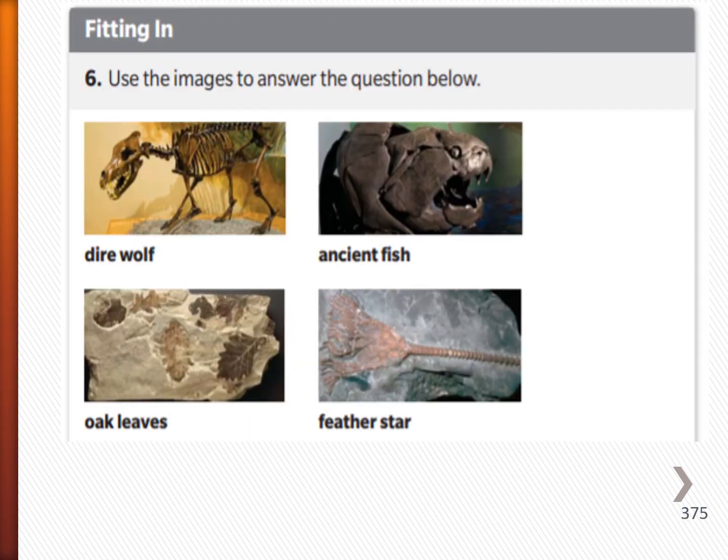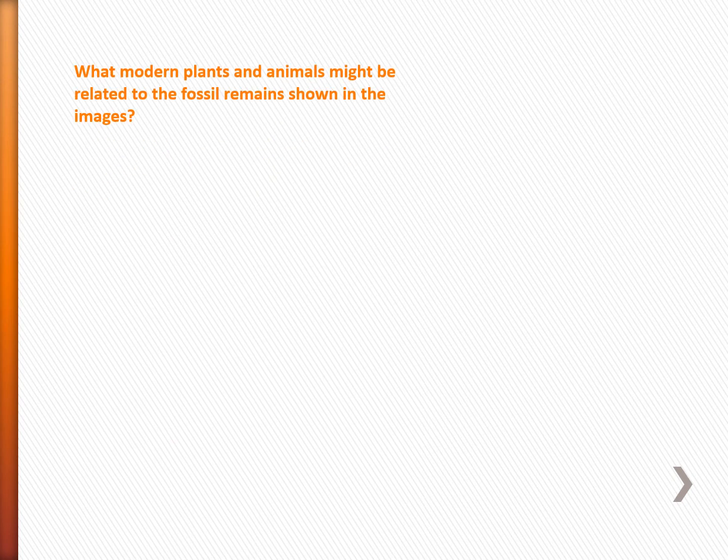Now please go to page 375. Question 6. Use the images to answer the question below. I want you to look at the following images: dire wolf, ancient fish, oak leaves, feather star. What modern plants and animals might be related to the fossil remains shown in the images? Excellent. Wolves, dogs, modern fish, oak trees, living crinoids.